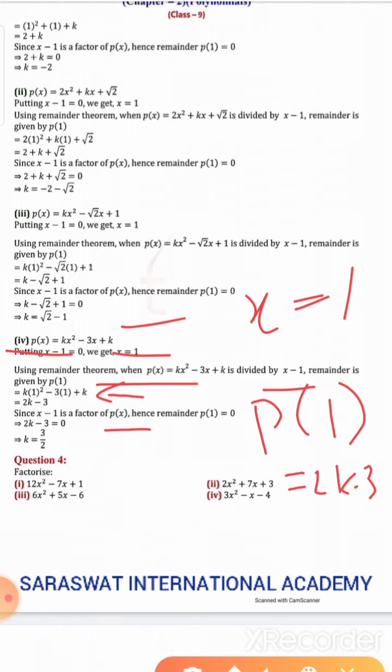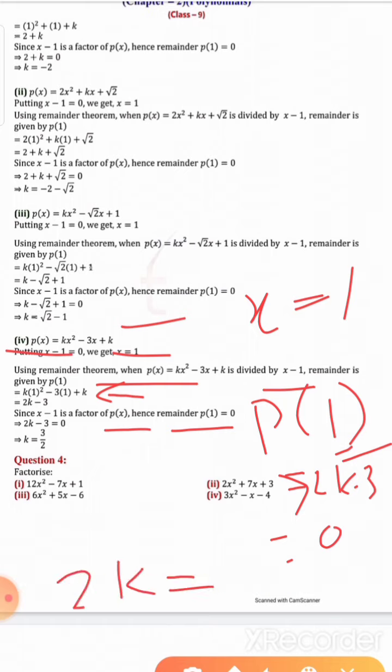Again, by the condition of the question, x minus 1 is a factor of our polynomial p of x, hence the remainder p of 1 is equal to 0. So, equating p of 1 to 0, we equate our polynomial 2k minus 3 to 0. We get 2k is equal to 3, because here 3 is negative, on that side it becomes positive, and 2 is multiplied, so on that side it becomes divide. We get the value of k is 3 upon 2.